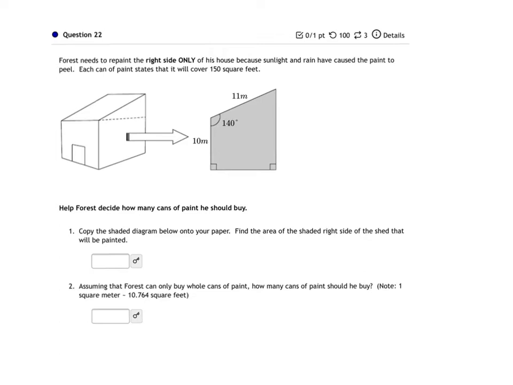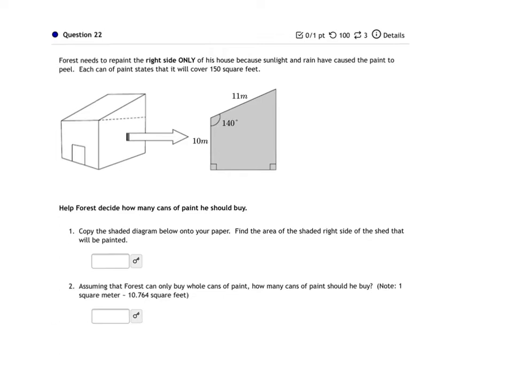It says, Forrest needs to repaint the right side only of his house because sunlight and rain have caused the paint to peel. Each can of paint states it will cover 150 square feet. So the first thing we need to do is find the area. Notice that the lengths are given in meters in the diagram, but I'm going to have to convert it to feet later, but we'll deal with that in just a minute.